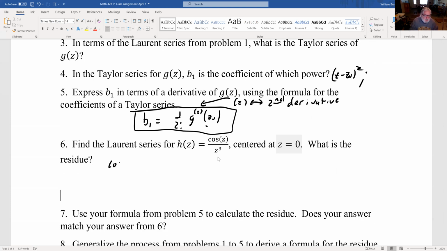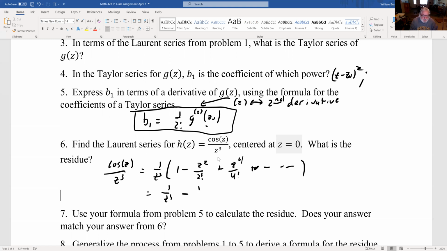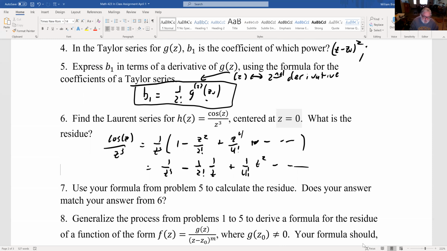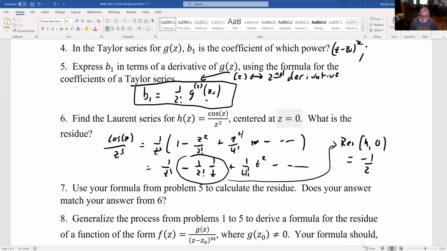Great, so here, h of z is some function. We know that cosine z over z cubed is a function, and what's the Laurent series for this going to be? It's going to be 1 over z cubed times 1 minus z squared over 2 factorial plus z to the fourth over 4 factorial, right? The usual Taylor series for cosine. That should be minus, dot, dot, dot. And so that'll be 1 over z cubed minus 1 over 2 factorial times 1 over z, plus 1 over 4 factorial times z, minus dot, dot, dot. Okay. So the residue is the coefficient of that term. Residue of h at 0 equals minus 1 over 2 factorial.